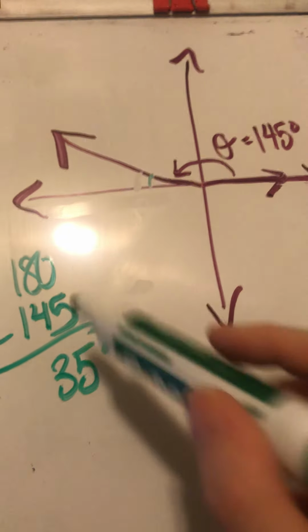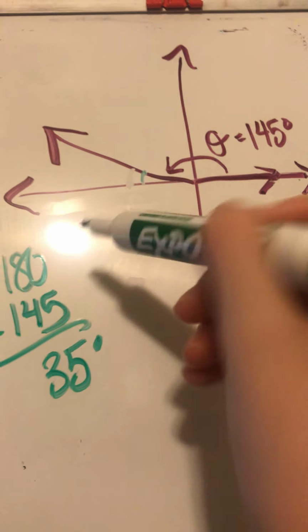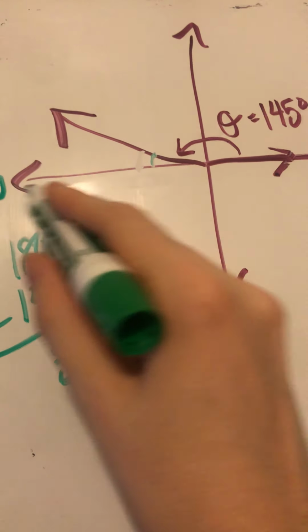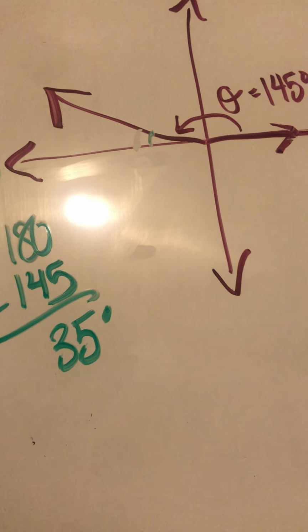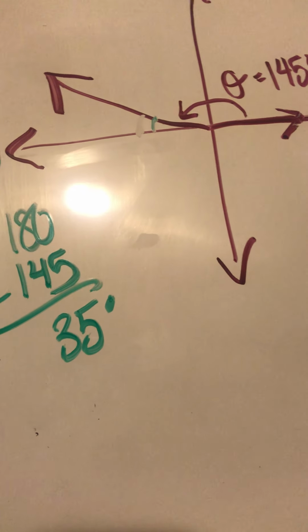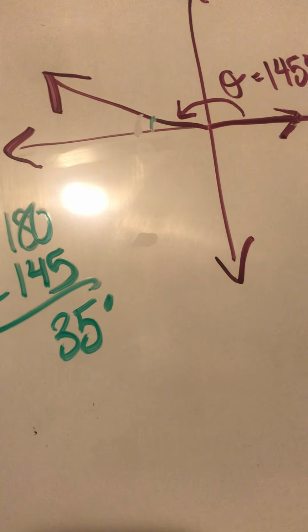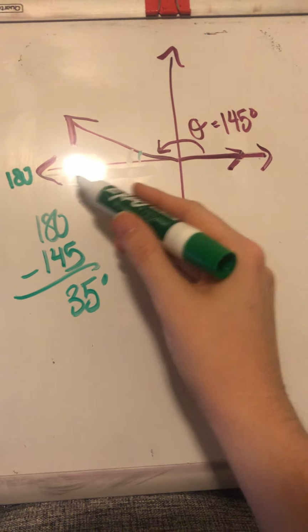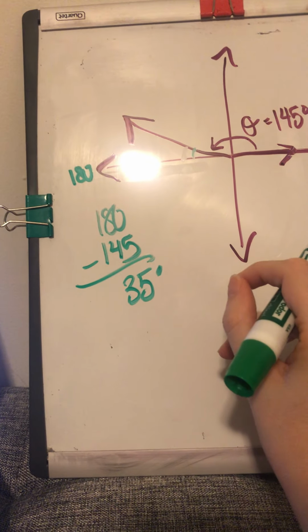You might be wondering, where did I get the 180 from? I got it because I know that 180 degrees is my mark on that quadrant there. So be mindful of that. You should always be using 180, and you should be using 360, because I'm always along my x-axis here.